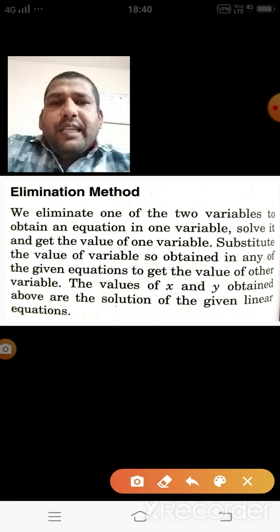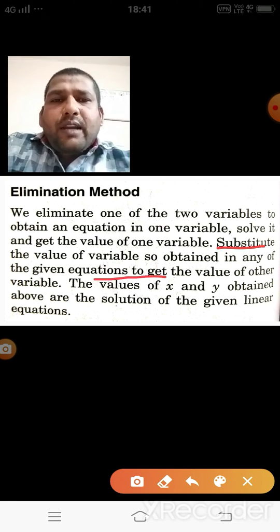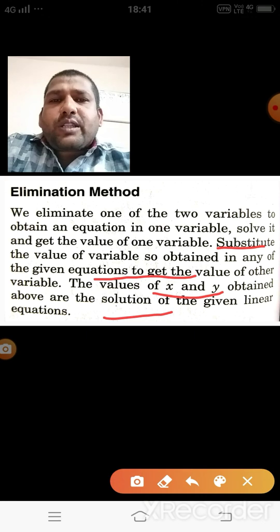That means we equate the coefficient of the variable in the given pair of equations, and then on adding or subtracting we eliminate that variable. Then we substitute the value of the variable so obtained in any of the given equations to get the value of the other variable. The values of x and y obtained are the solution of the given linear equations.